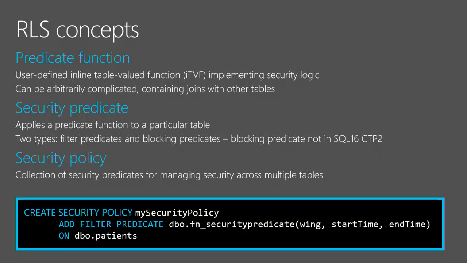So concepts, how do I actually get this to work? The code here at the bottom is the key. So you have a predicate function, a user-defined inline table-valued function, an ITVF. It's a T-SQL function that, in terms of the syntax and the semantics, returns a table. So you have a function that says these are the rules around who can see what. Then you use a thing called a security predicate, which is this ADD FILTER PREDICATE, and you essentially add that filter predicate, which is the function that you've written, to a table. So I want to add this function as a gating mechanism to dbo.Patients as this security predicate.